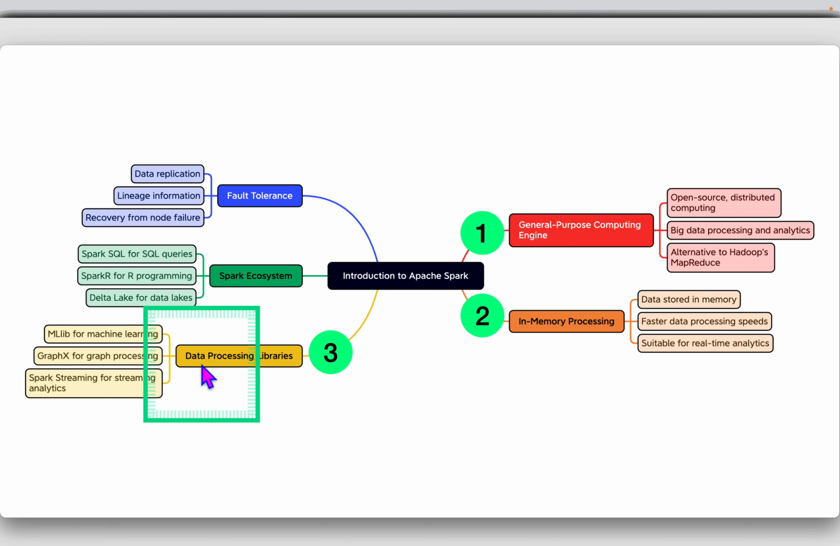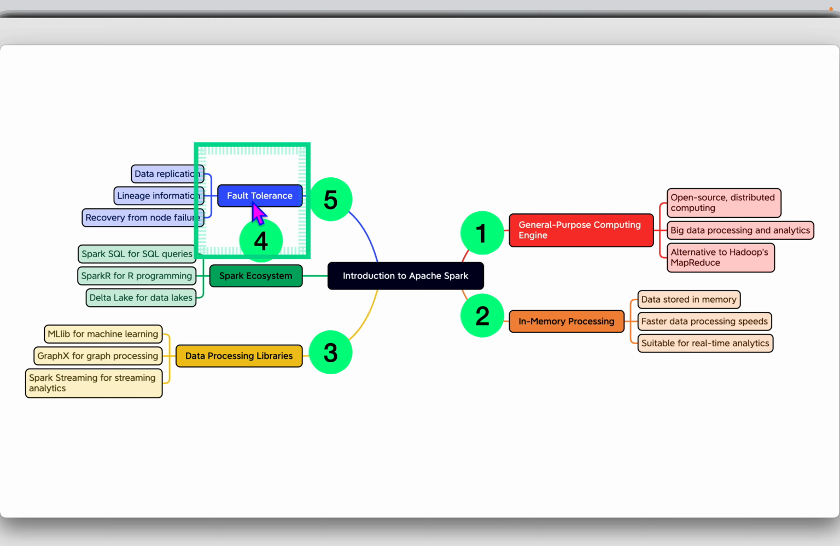Data processing libraries. Spark comes with a variety of built-in libraries for tasks such as machine learning, and that library is MLlib, graph processing, library name is GraphX, and stream analytics, Spark Streaming library. Spark ecosystem. Spark's ecosystem includes additional components like Spark SQL for SQL queries and SparkR for R programming language integration and Delta Lake for reliable data lakes. Fault tolerance. Spark ensures fault tolerance through data replication and lineage information, allowing it to recover lost data and continue operations in the event of a node failure.